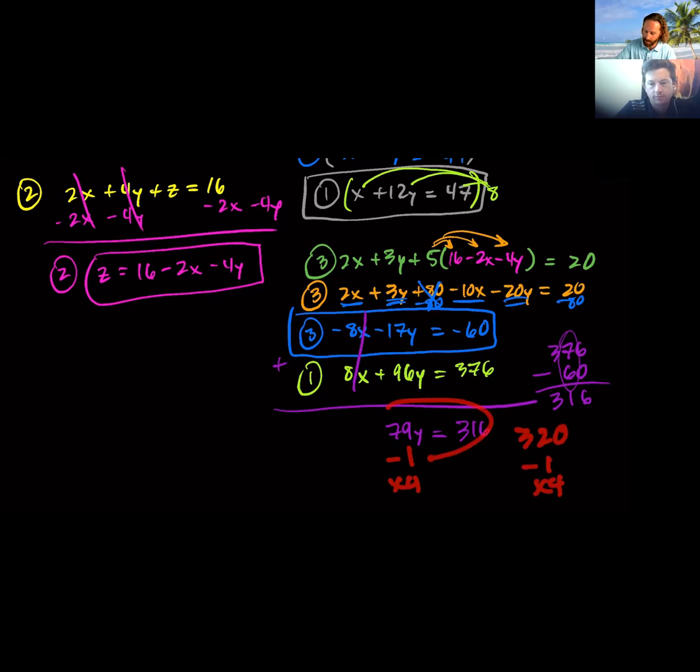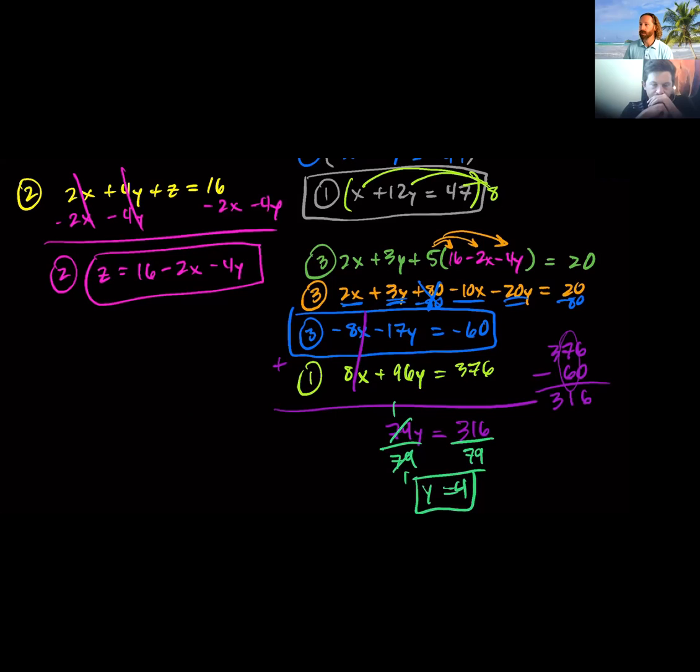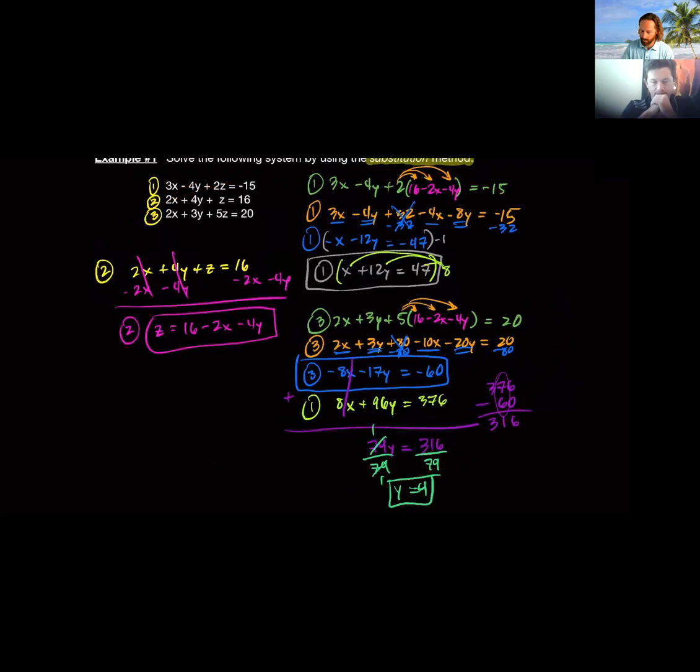But again, feel free to use your calculator at that point. All right. Divide by 79. And you know that it goes in perfectly. And once you find that first variable, it's all easy from there. Okay, but finding that first variable, as you can see, that's where all the work is. We did all of that just to get this. Okay, but don't get lost.